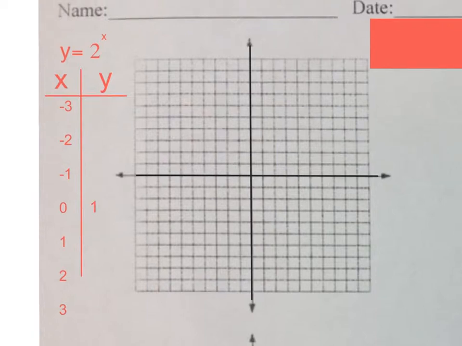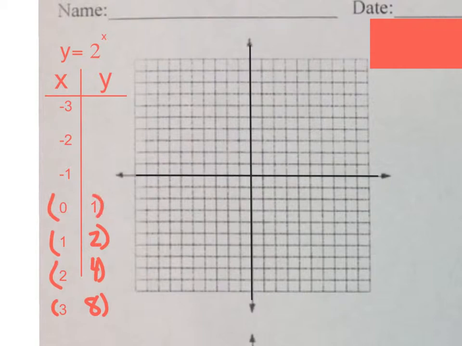So when we plug in 1, you could take the 1 and plug it in here and think 2 to the 1 is 2. Or you could simply take this output, and because we have consecutive integer inputs, we could multiply by the base 2. So 1 times 2 would give us 2. And 2 times 2 gives us 4. And 4 times 2 gives us 8. So we have the coordinates 3, 8, 2, 4, 1, 2, and 0, 1.